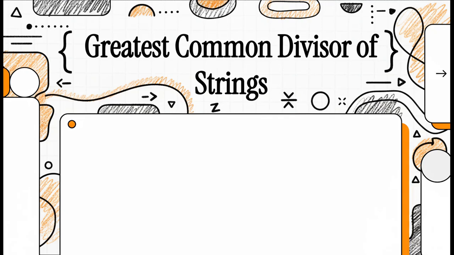Today, we're diving into a really cool coding puzzle, the greatest common divisor of strings. This is the second problem in the super popular LeetCode 75 study plan, and trust me, it's a clever one. It takes a classic math idea and flips it on its head for the world of strings.